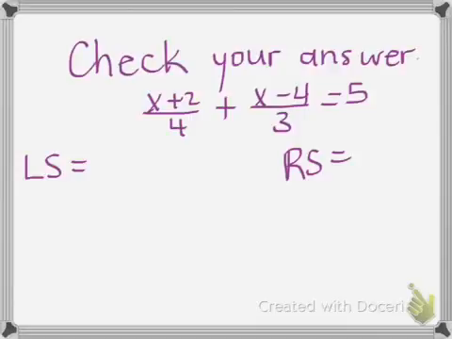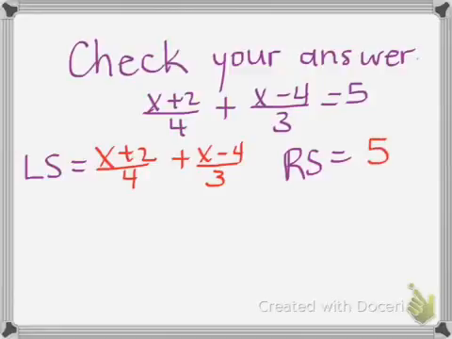To check your answer, you can take your equation and rewrite left side and right side as separate components. So (x + 2)/4 and (x - 4)/3 represents the left side of the equation. The right side of the equation is 5. I will now substitute the value that I just found for x into the equation.